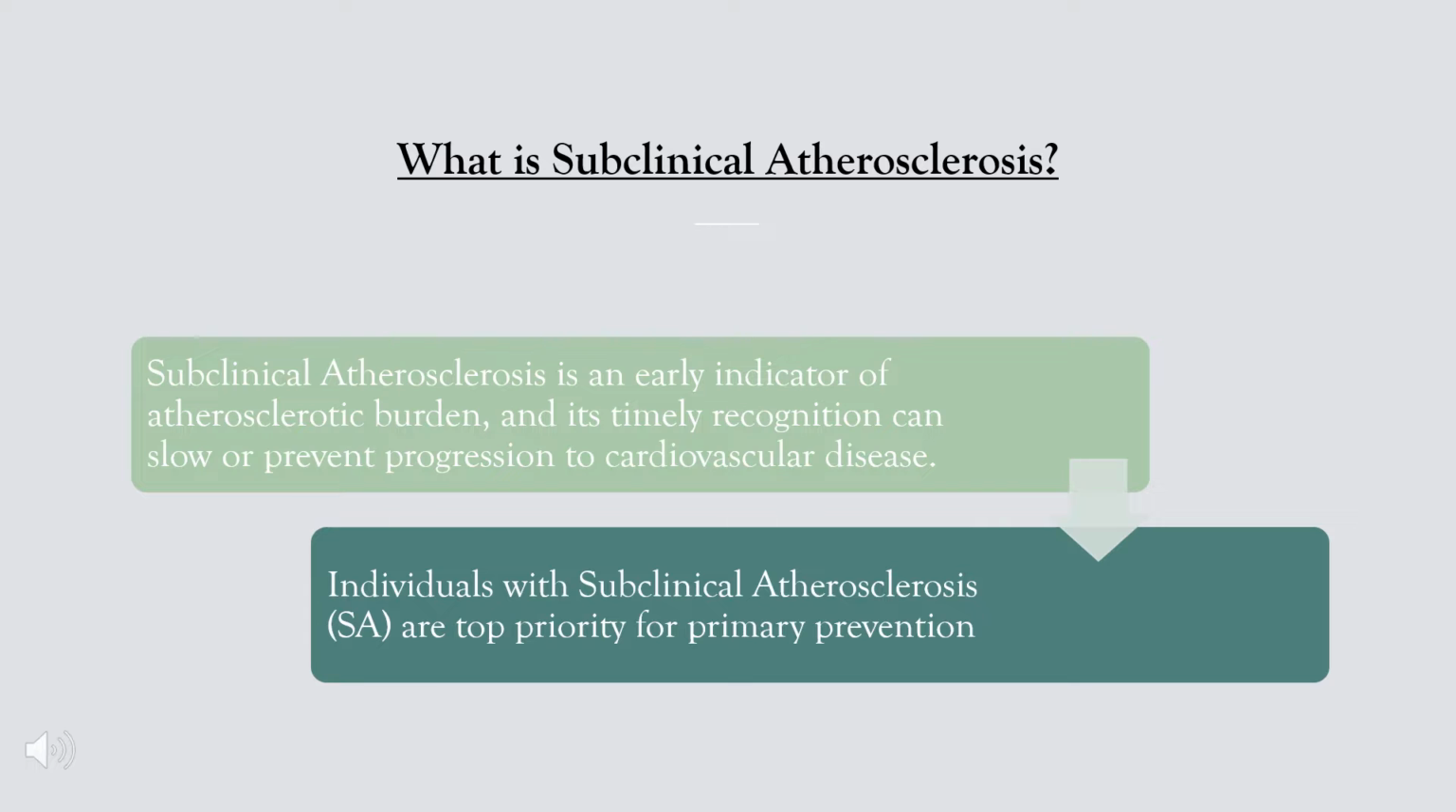What is subclinical atherosclerosis, you may wonder? Well, it is an early indicator of atherosclerotic burden, and its timely recognition can slow or prevent progression to cardiovascular disease. Individuals with subclinical atherosclerosis are the top priority for primary prevention.